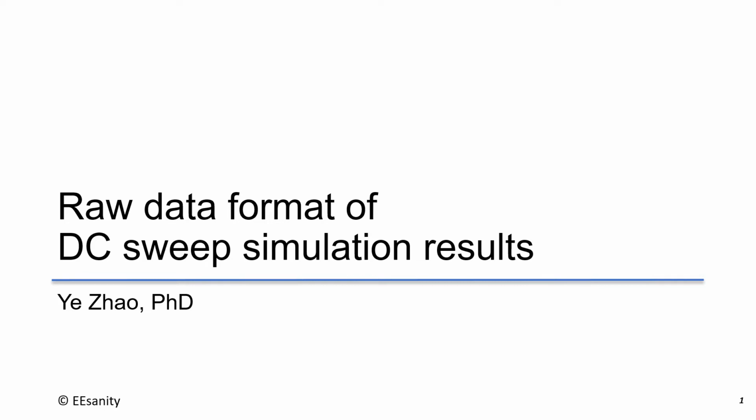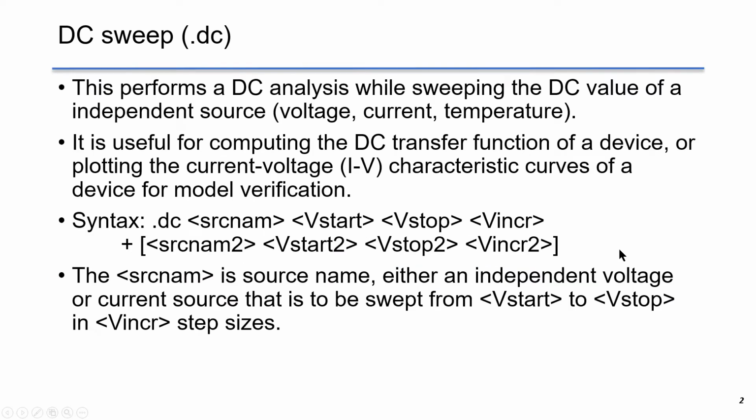This lecture will talk about the raw data format of DC sweep in LTspice, and I will show you how to import raw data into Python IDE. DC sweep is a method in Spice to vary a DC value of an independent source, such as a voltage source, current source, or temperature. By doing so, you can get a DC transfer function of a device, or you can plot the current versus voltage curves of a device.